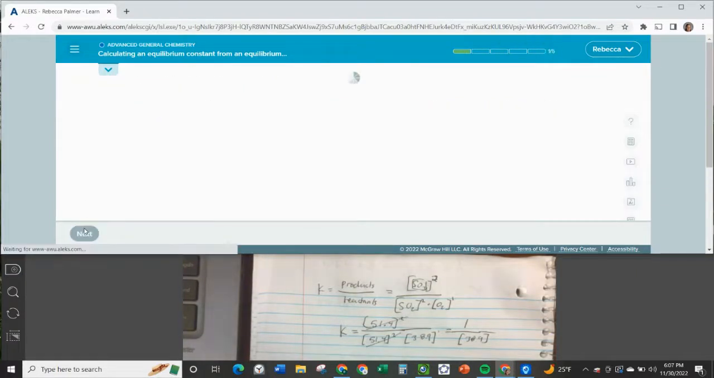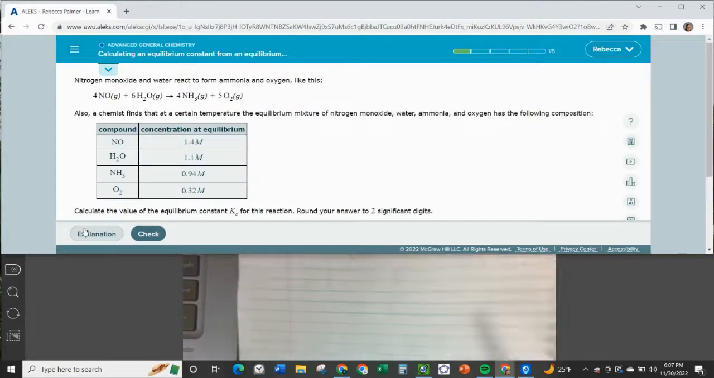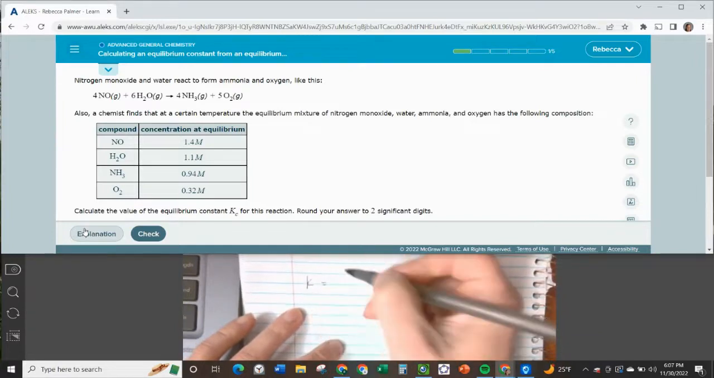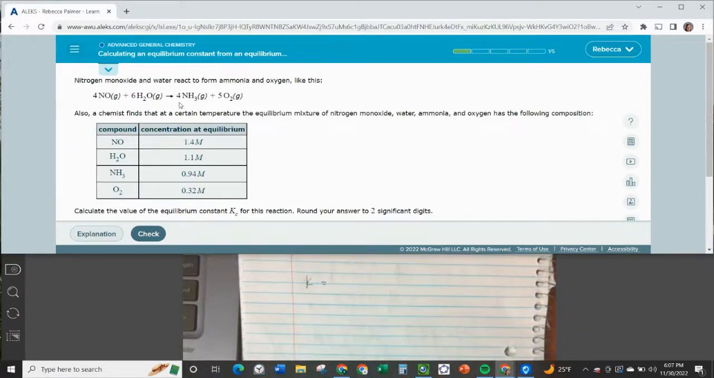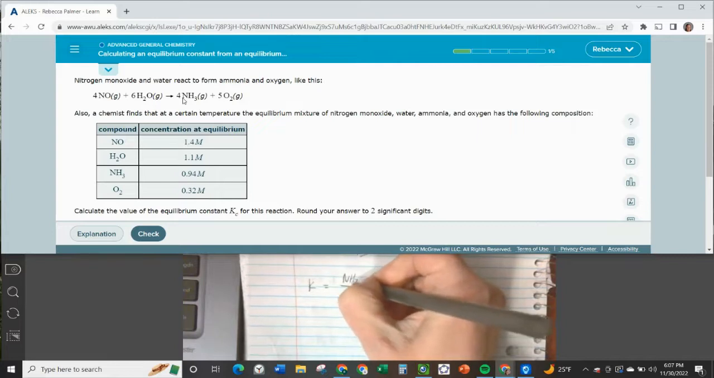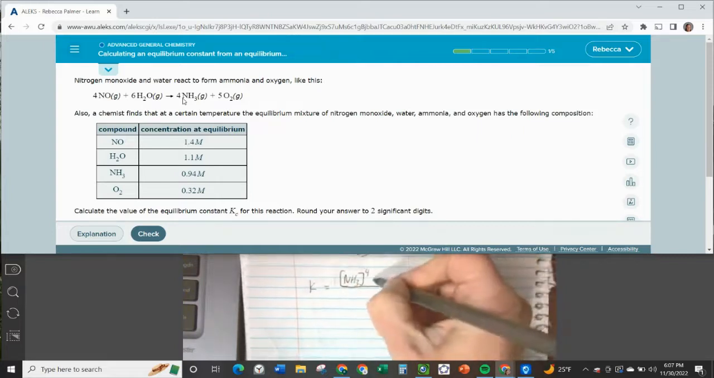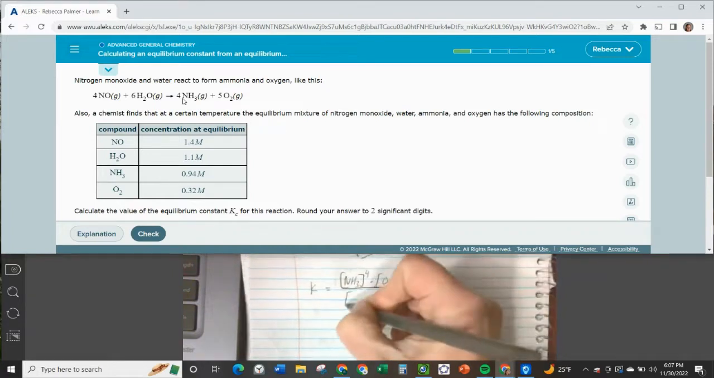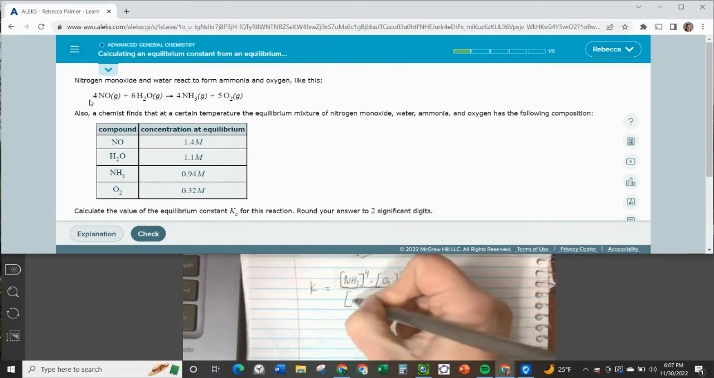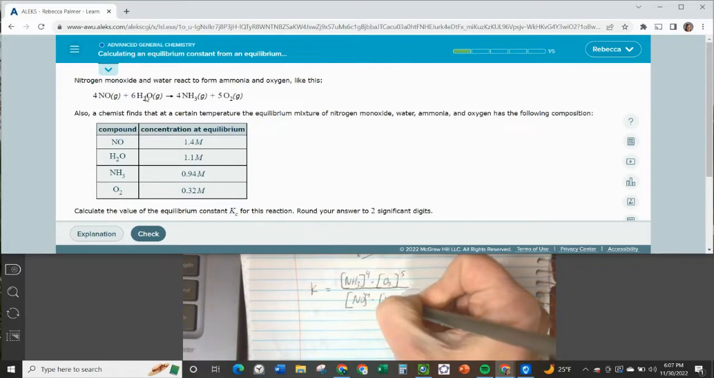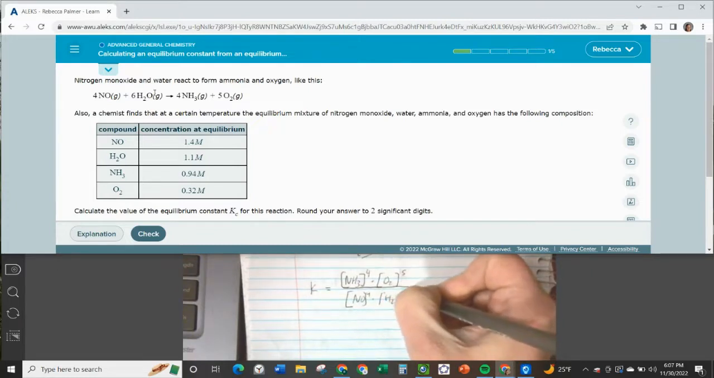All right, let's do one more of those just to see the process again. So this one, I need the equilibrium constant, which is products to the exponent over reactants to the exponent. So my products here, I have NH3 to the 4th times O2 to the 5th over my reactants. I have NO to the 4th times water to the 6th.